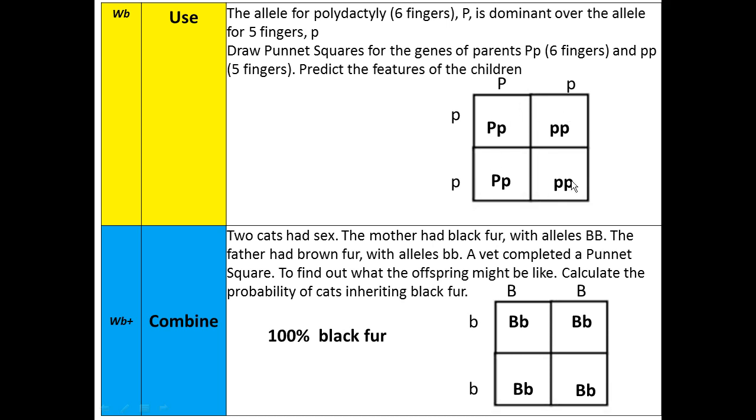Then, the Punnett square completed is in this way, so you will have 50% of the offspring with the probability of 50% to have six fingers and 50% with five fingers. And the last one is this Punnett square that you needed to complete, and the chance to have a black cat is 100%. Okay, please pause the video if you need time to check your answers.